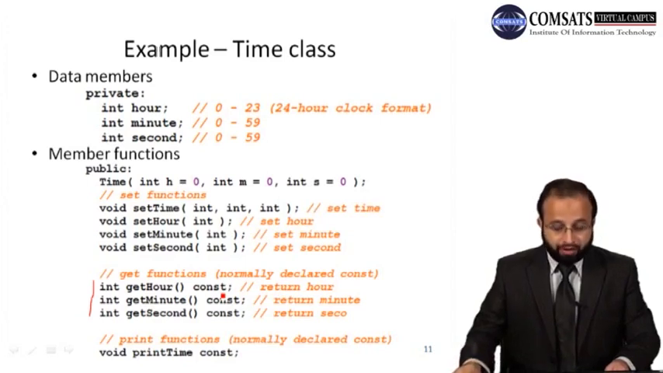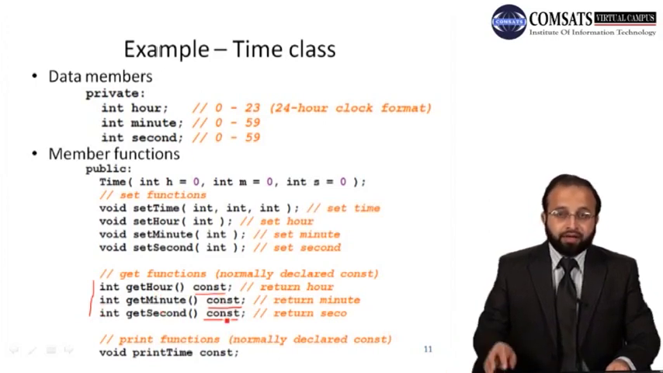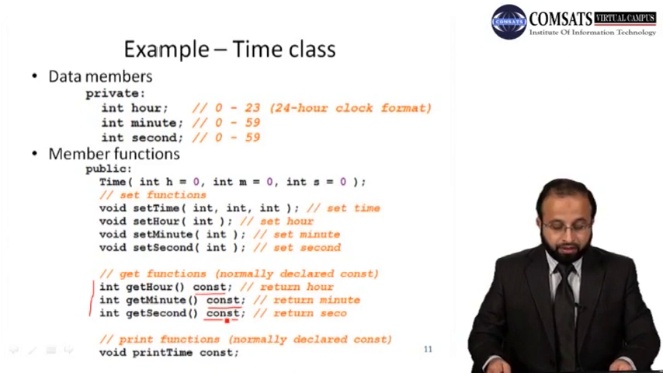Although if we don't write const over here with the get hours or get minute, then it is possible for the get hour, get minute or get second function to change the value of the private data member of the object that calls those functions. When we make them constant, then it is not possible for these functions to change the value of the object that called these functions.